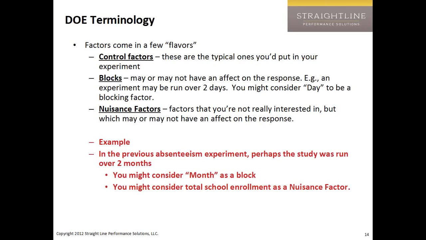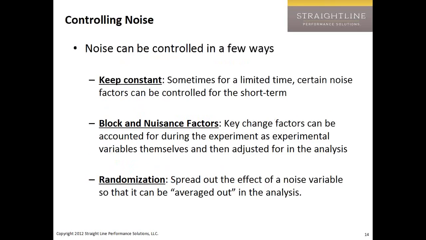Okay, so for example, total school enrollment might be a nuisance factor. Like there may be more students at one school versus another. So you might want to take into account which school we're looking at. You also might want to do a percentage absence instead of a regular absence. That's another way of getting rid of that nuisance factor. Another nuisance might be, well, we may get more absences in May than in April. So if it ran over those 2 months, you might want to account for which month it was.